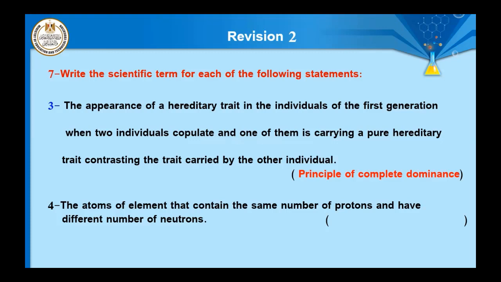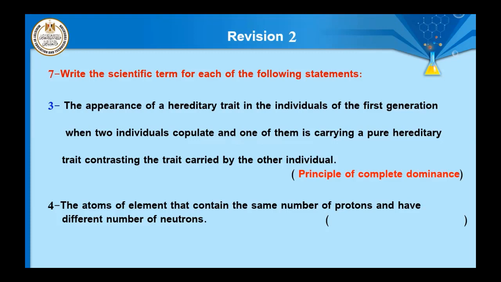Number four, the atoms of elements that contain the same number of protons and have different number of neutrons. This question, yes, is in unit 2, lesson 3. When we talked about radioactivity phenomena, we know that elements can be classified into metal, non-metal, inert gases, metalloids, and radioactive elements. Radioactive element can be defined as the element that produces rays to be stable, as uranium. All of these elements are found in a form of a type of element, which can be defined as atoms of this element that contain the same number of protons, but they have different number of neutrons.